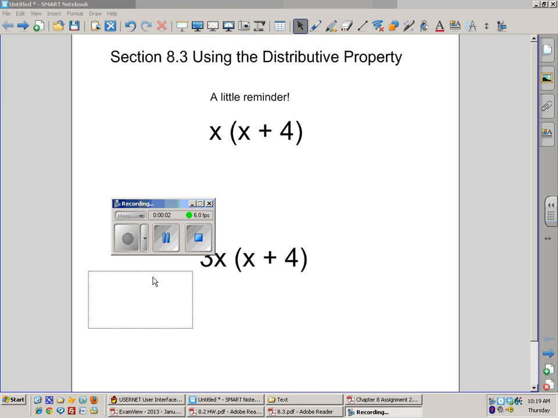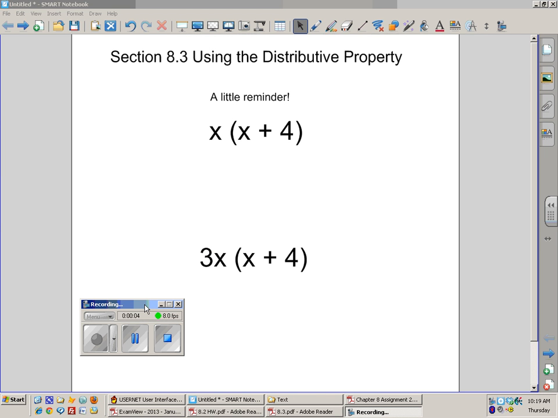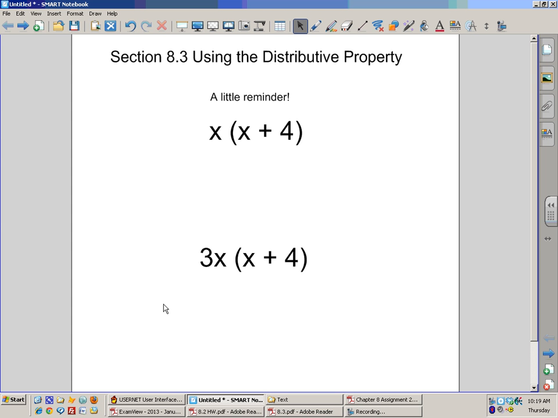Hi everybody, it's Mr. Rooney here, and we're just going to do a little instructional video on topic 8.3, and we're going to be using the distributive property here a little bit. So we're going to do a reminder of how the distributive property works.